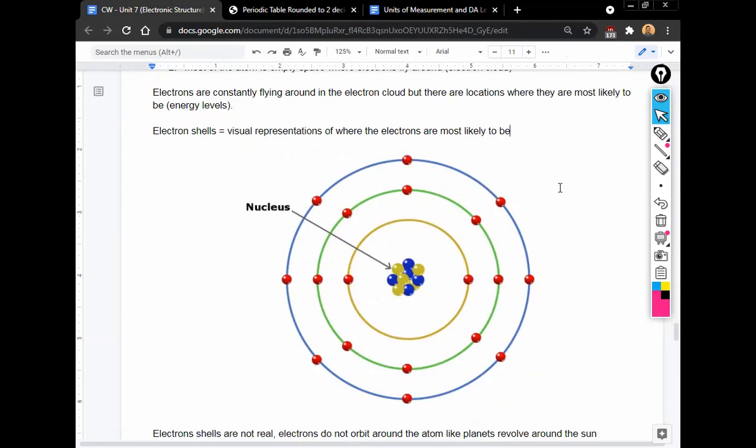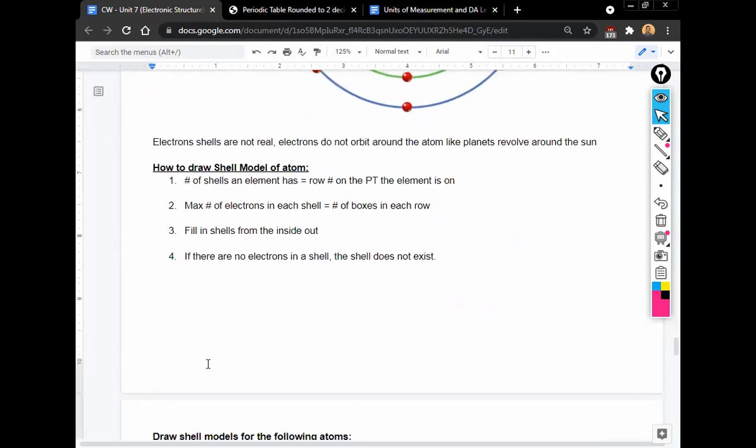Now I do want to remind you guys that electron shells aren't real. Electrons don't orbit around the atom like planets revolve around the sun. We just draw it like that because it's a lot easier than trying to draw all the subshells, because then we need to go 3D and can't really draw 3D on a piece of paper. So what we're going to end this unit with is drawing shell models.